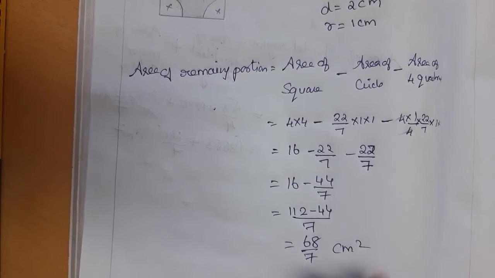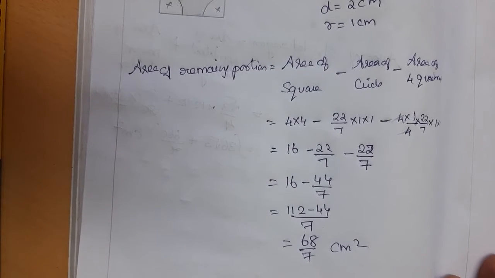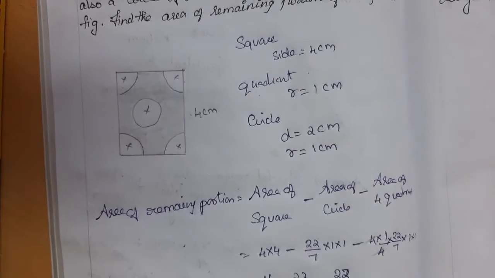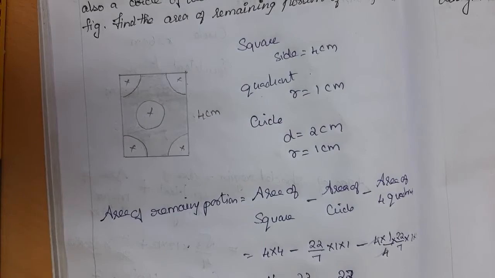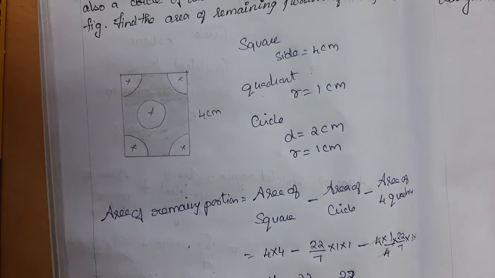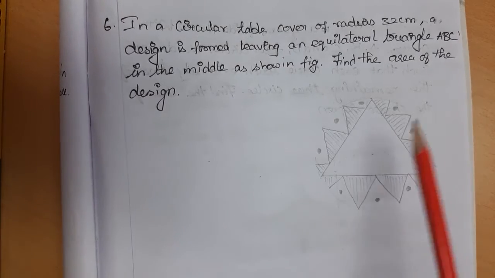If you divide, I think it will go to more decimals, so let me stop here. 68 by 7 is the required area in centimeter square here, since the regions that are cut are subtracted. That's it. So here we go for the next problem.